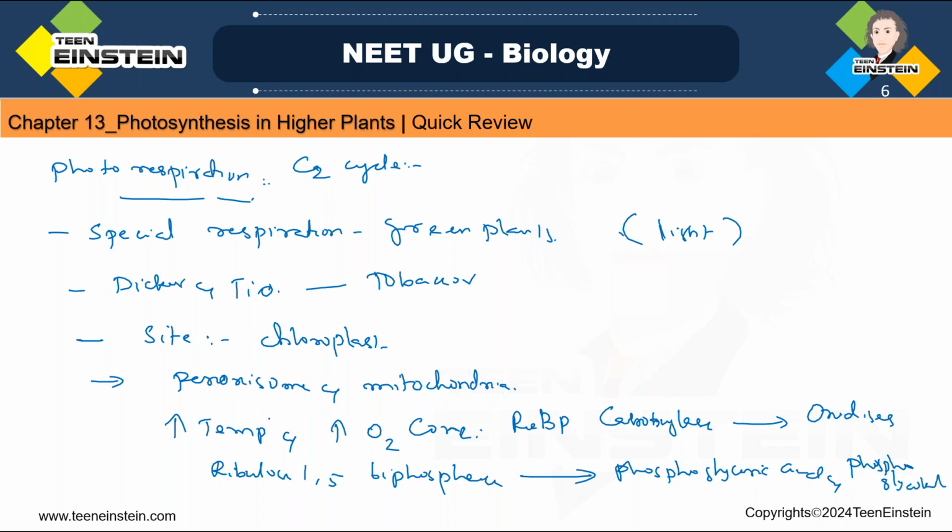Okay, here every reaction you should know what is happening. This reaction happens at high temperature and high oxygen concentration, which are the major conditions required. So here RUBP carboxylase oxidizes the ribulose 1,5 biphosphate, forming phosphoglyceric acid and phosphoglycolate. Okay.